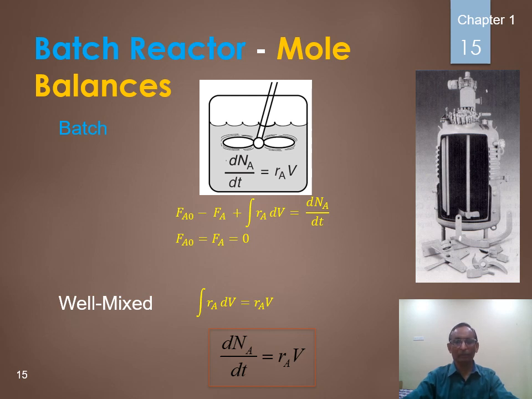If it is well mixed, we can write it as 1 by V dNa by dt equal to Ra. That means the rate of formation of A, Ra, is equal to 1 by V dNa by dt. You have to remember this. This is the first design equation we have found for the batch reactor. For which assumptions? Input and output equal to 0, and the second assumption is well mixed.